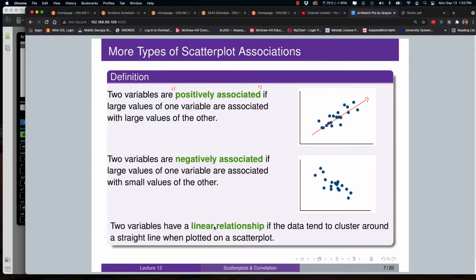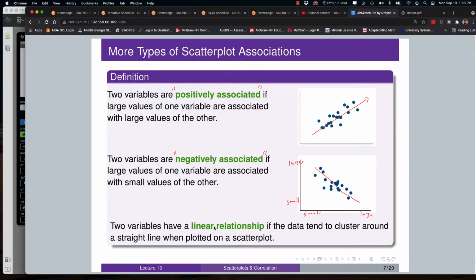If two variables are negatively associated, then the smaller values here tend to be associated with larger values here, and on the other end, the larger values here tend to be associated with smaller values here. So they're going on a downward trend, almost like so. And those are kind of clustered together, getting close to a straight line, but not perfect. But they have a negative linear association in this case, or they're negatively associated.